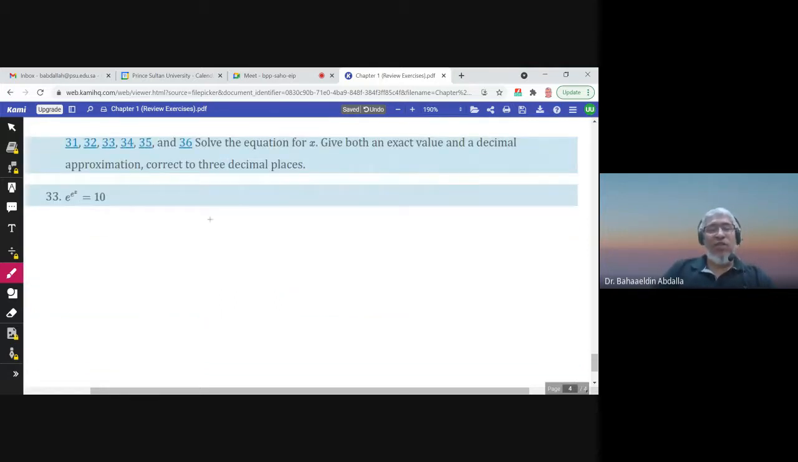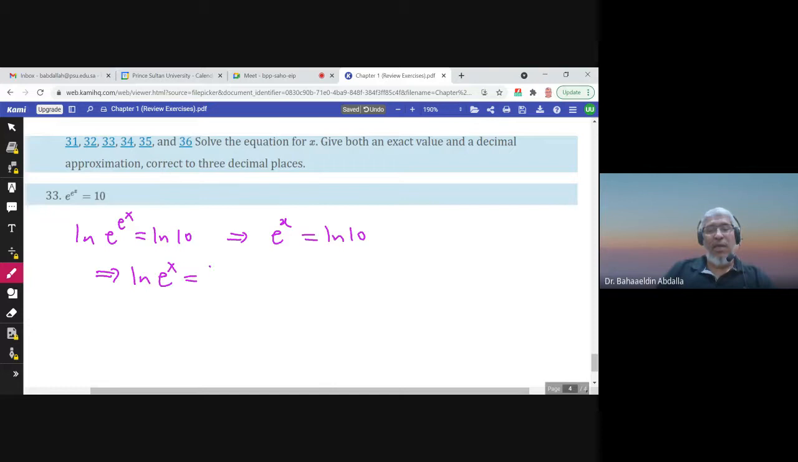Solve each equation for x. Now to solve this equation for x, I will apply ln to both sides. And ln and e cancel each other. So I'll have e to the power x equals ln 10. And then I apply ln again. So ln cancels e, and the value of x would be ln ln 10.